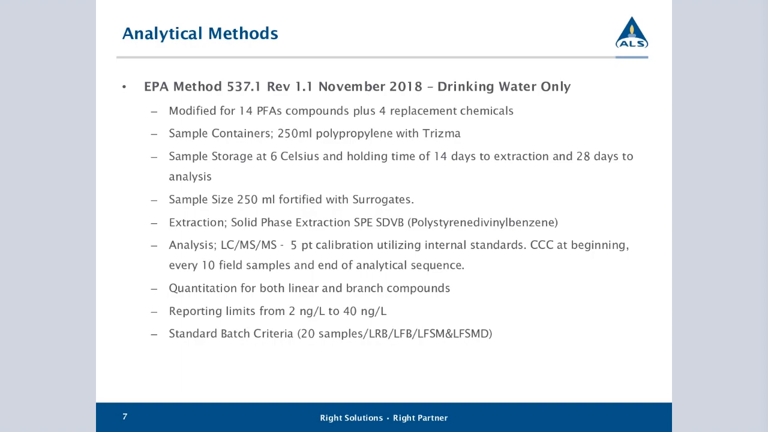I have things here. I'm not going to go over this in detail, just information on the sample containers and the sample storage. You've got the holding time of 14 days to extraction and 28 days to analysis. The sample size used is 25 milliliters and uses a solid phase extraction, and then is concentrated after the extraction. Typical 5-point calibration with continuing calibrations, and quantitates both linear and branch compounds. And as I stated earlier, the reporting limits are from 2 nanograms to 40 nanograms, and the standard batch criteria of 20 samples per batch.